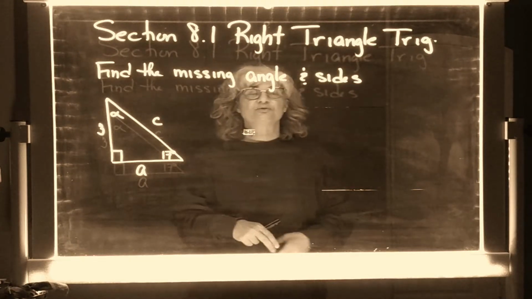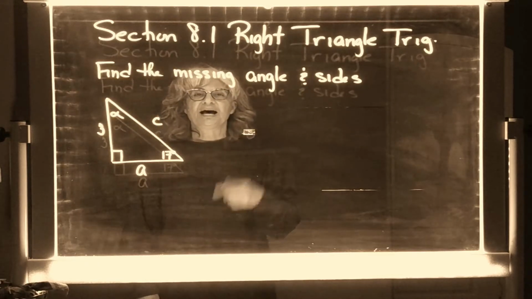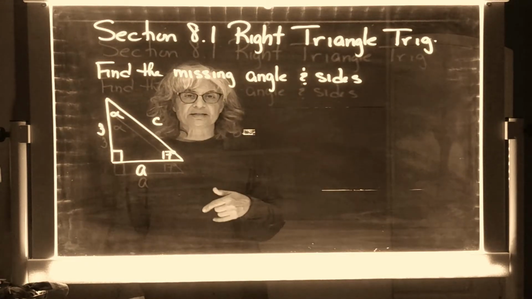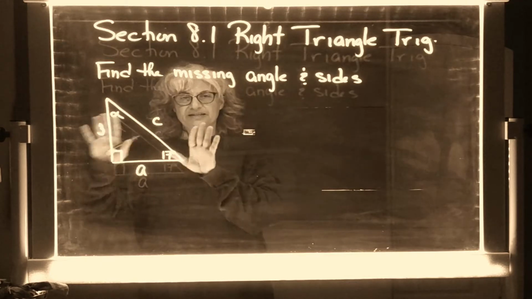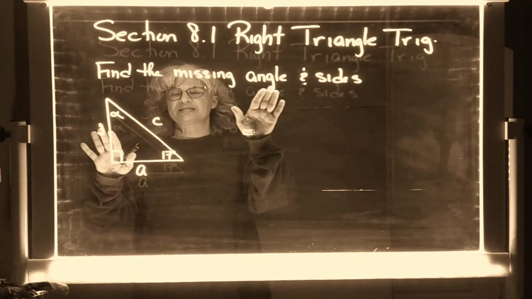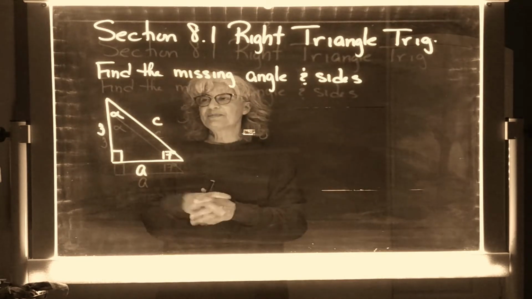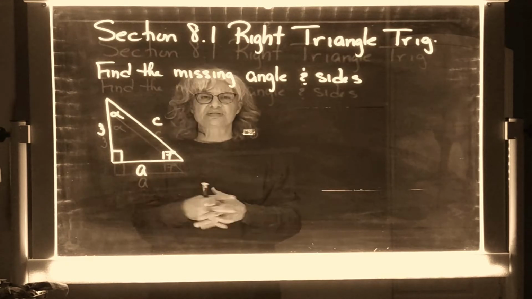Okay, so let's move on. Let's talk about right triangle trigonometry. I know we've been talking about it already, but let's look at this particular triangle and see what we can do to find the missing angle and the missing sides, okay? So, I'm missing one angle and I'm missing two sides.